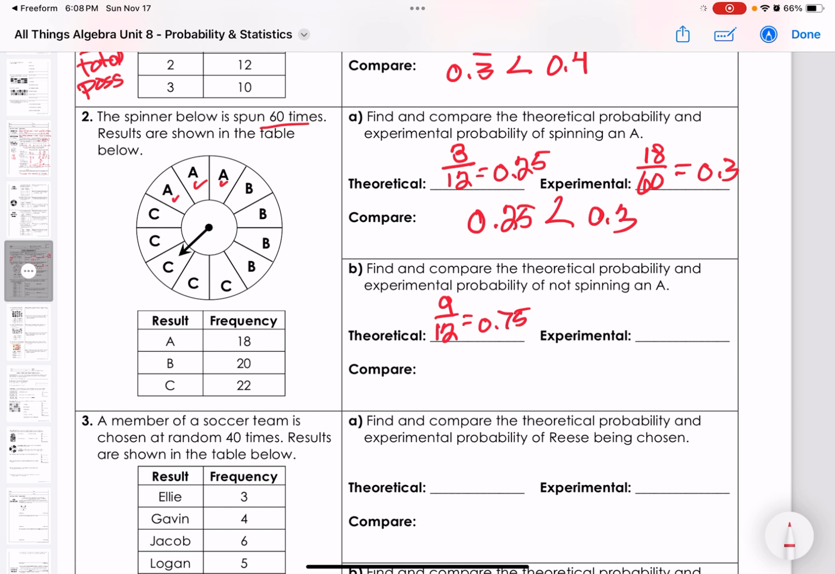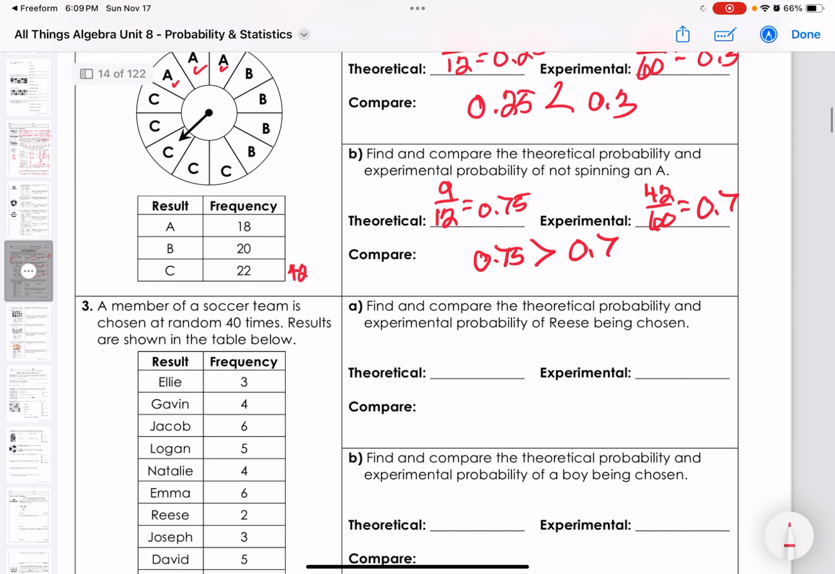And not choosing an A would be 42. 20 plus 22 is 42. So that would be 42 divided by 60, which is 0.7 or 70%. So in this case, the theoretical 0.75 is actually greater than what we actually spun, which is 70%.